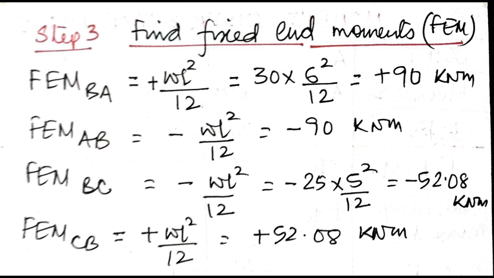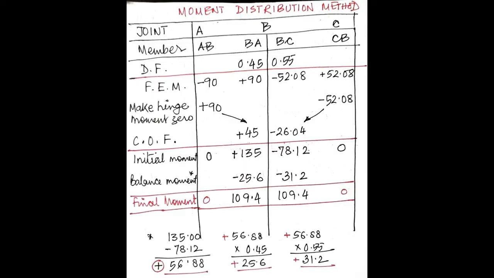Similarly, for BC, you find it the same, WL square by 12, but W here is 25 kilonewton per meter. So FEM BC comes out to be minus 52.08, and FEM CB comes out to be plus 52.08 kilonewton meter. Hope you have noted down all the values. Now let us look at the last step, that is the moment distribution method.